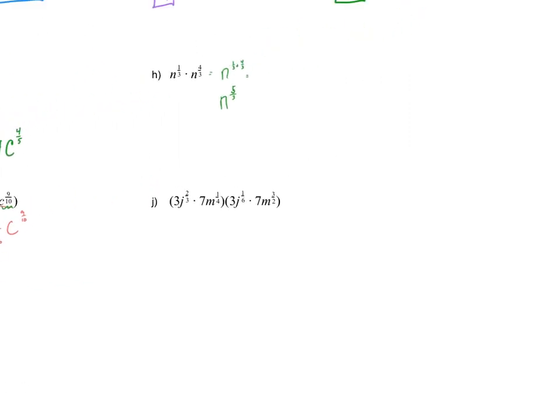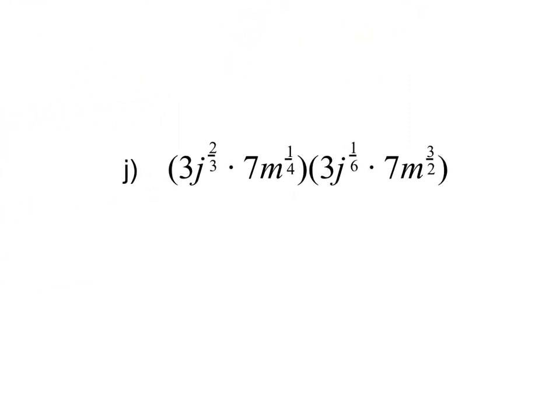Continuing on with J here. Again, there's some things that we can bring out of the equation to make it a little bit more simple for us. We do have 3 times 7 times 3 times 7, and then leaving behind some variables. And we have our J's, and we also have our M's. So our J's are going to be J to the 2/3 times J to the 1/6, times M to the 1/4 times M to the 3/2.